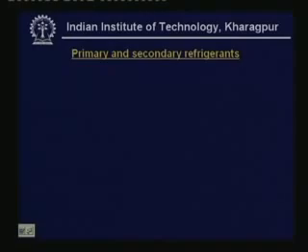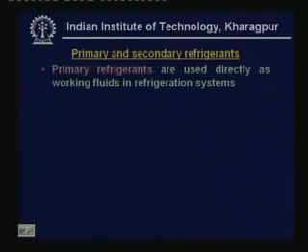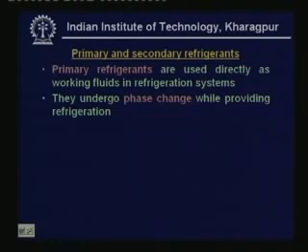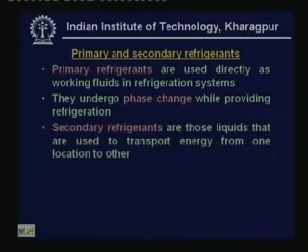Refrigerants can be broadly divided into primary and secondary refrigerants. The primary refrigerants are used directly as working fluids in refrigeration systems. They undergo phase change while providing refrigeration, that means while flowing through the evaporator vaporization takes place, and while flowing through the condenser these refrigerants condense. So they involve phase change processes, whereas secondary refrigerants are those liquids that are used to transport energy from one location to another.